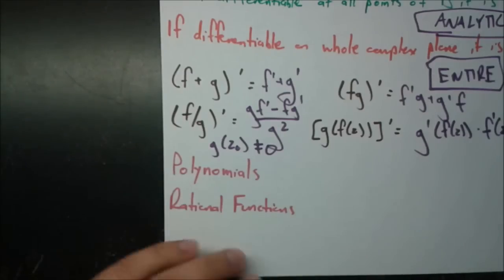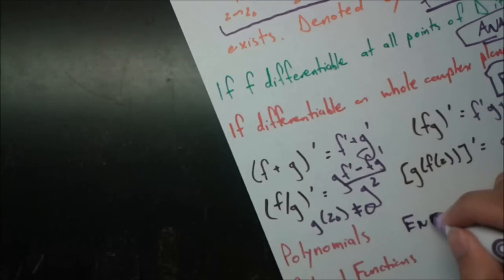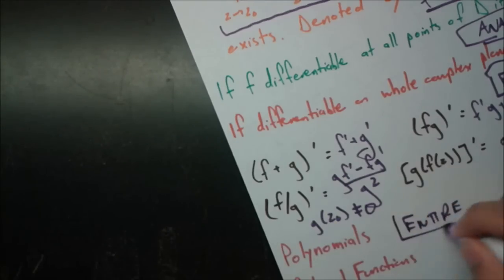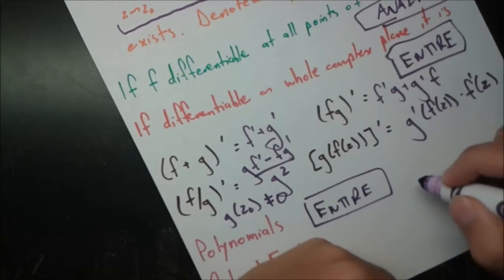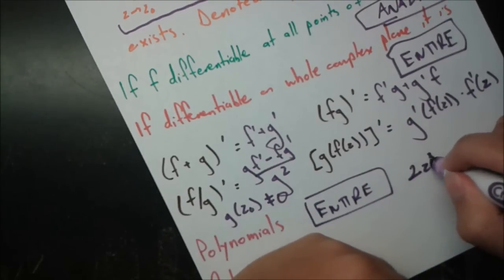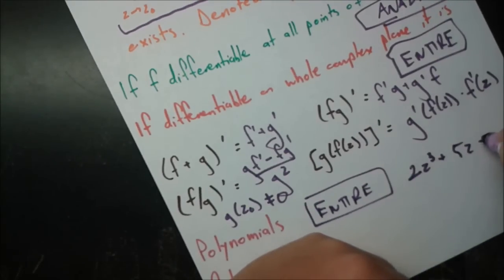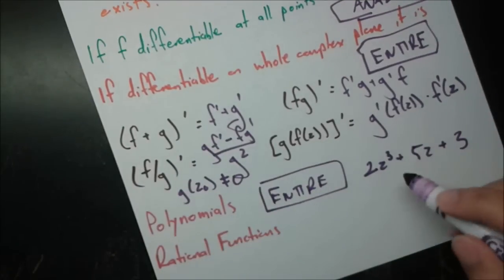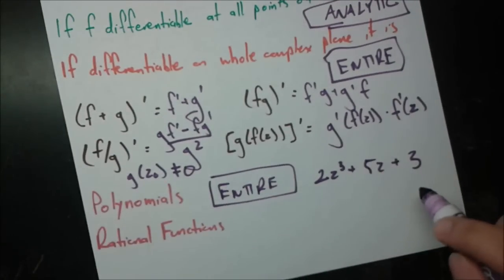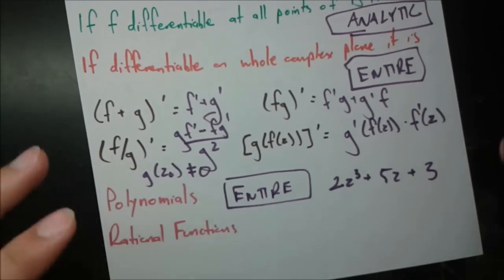So polynomials are always entire. So these are polynomials in terms of z, right? So an example would be 2z cubed plus 5z plus 3. This is a polynomial in terms of z, where z is a complex number. This is always entire. So it's differentiable everywhere on the complex plane.